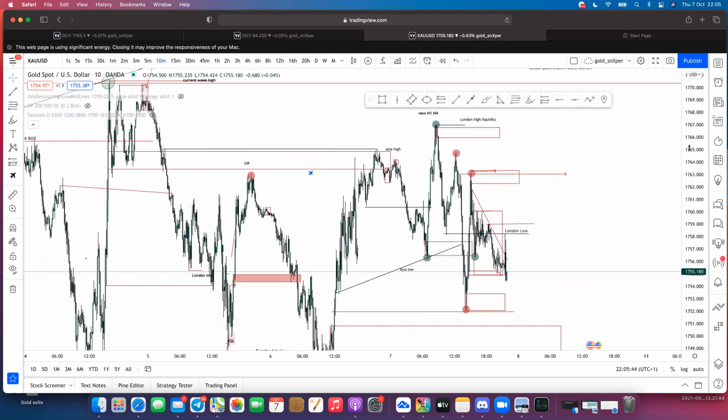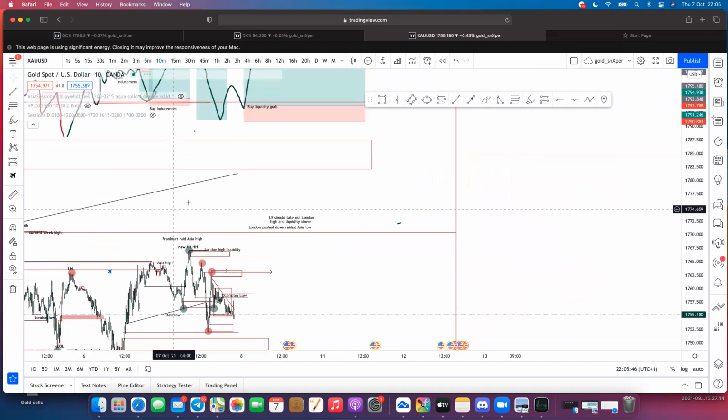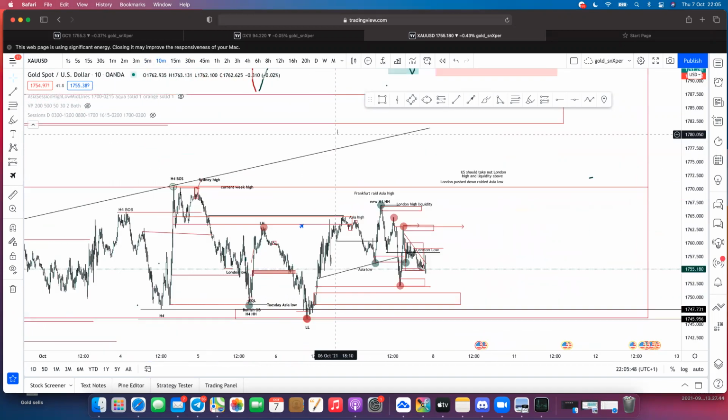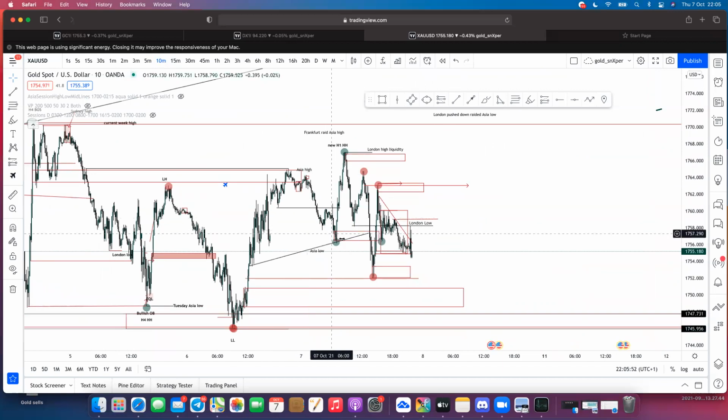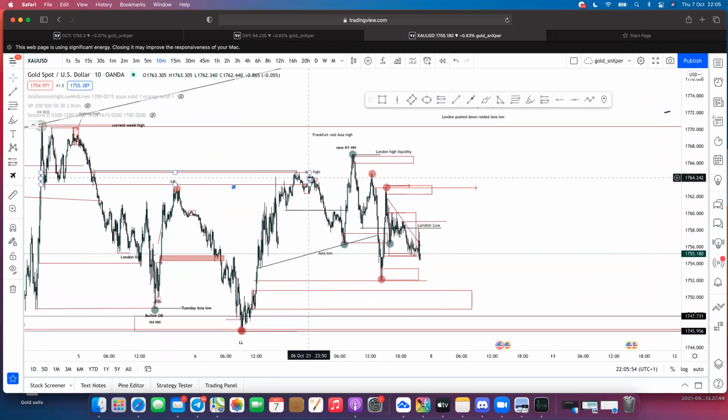Agreed? We took that sell. Some of you closed this trade, and this is why when you're in London, you cannot trade Asia, because I passed out at this point. The stop loss is at break even.